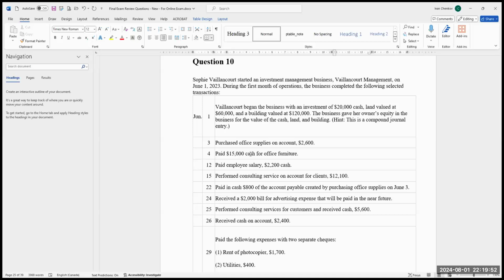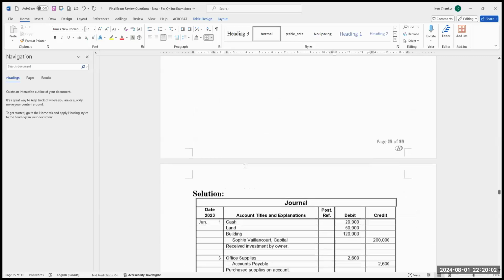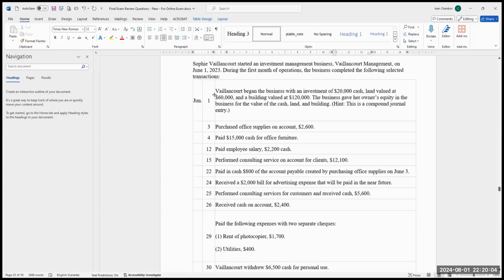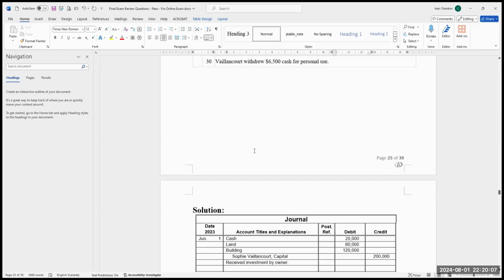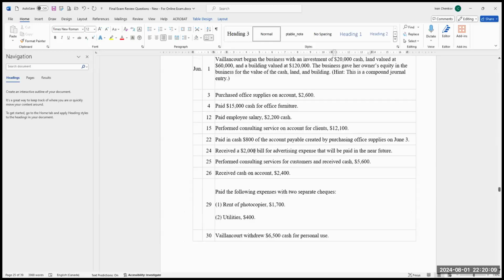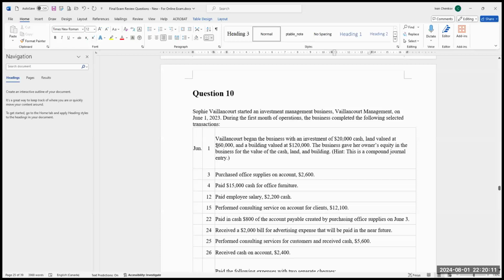I'm giving you this question just to make sure that you know how to do simple journal entries. This question just has you show debit and credit, and if there's an explanation, provide the explanation. In the first transaction, the owner invested 20,000 cash, invested land, and building. And that was credited to his account.